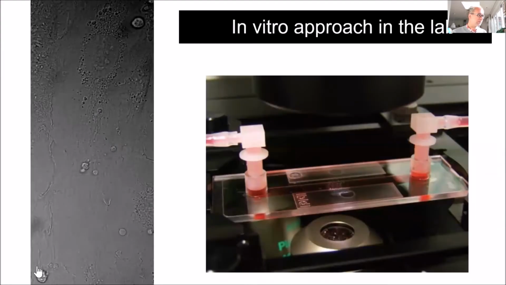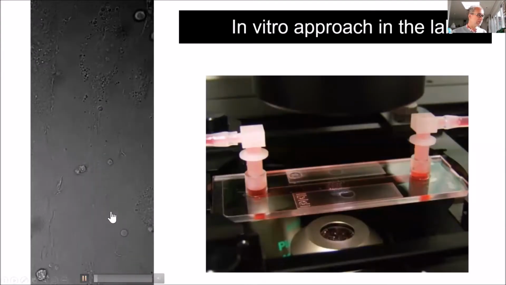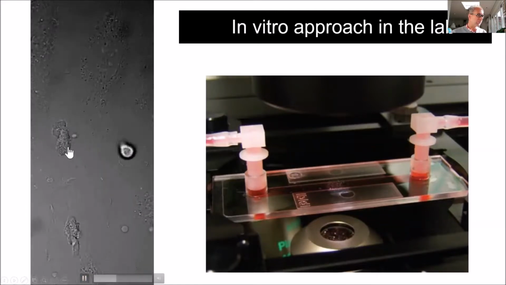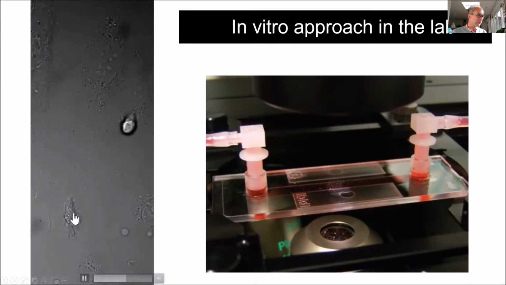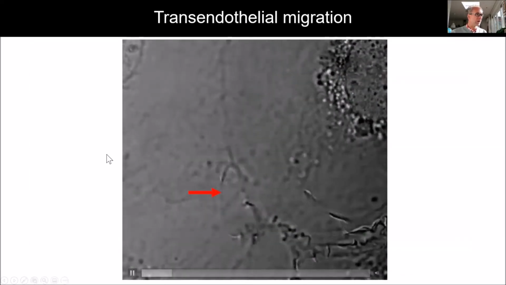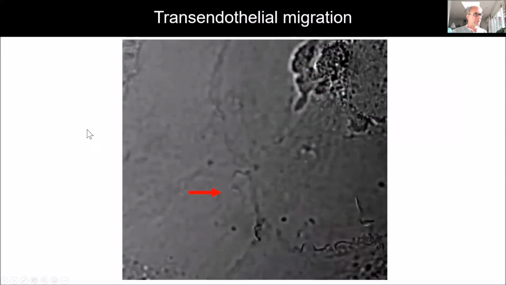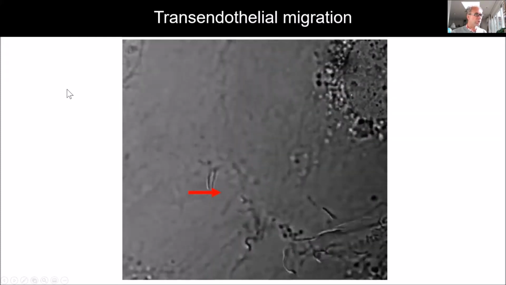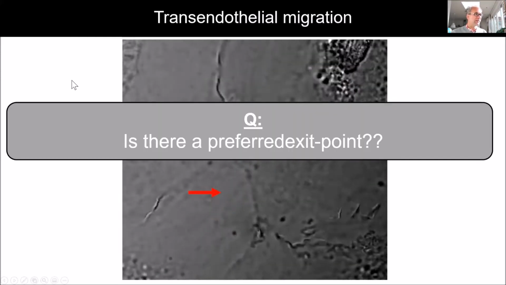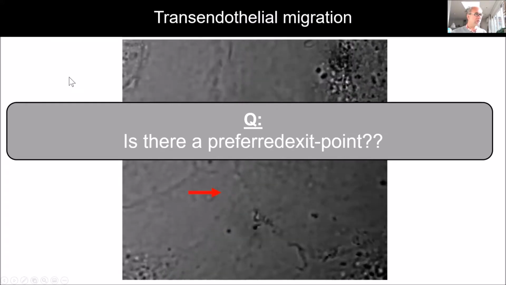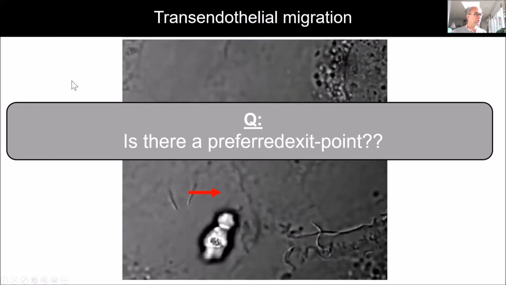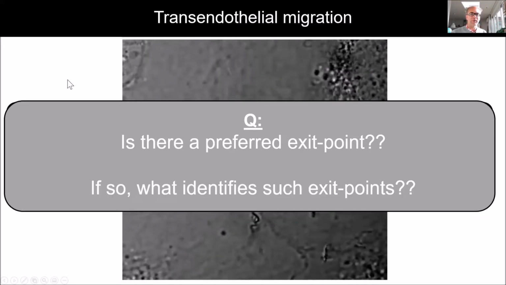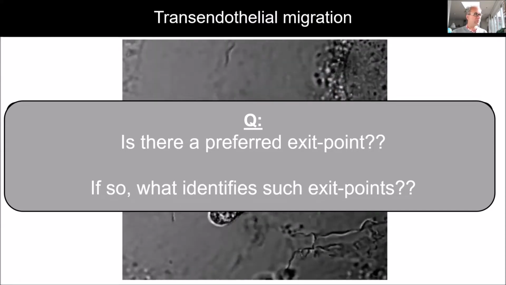We have an endothelial cell monolayer, and we'll see here leukocytes crawling over and crossing the endothelial barrier. You can see that the focal plane changes to a more dim phenotype, and then the leukocyte is underneath. Now, when we looked at many of these events, it turned to our attention that these leukocytes were almost searching for a perfect exit site. And that actually made us wonder, is there actually a preferred exit point for the leukocytes to cross the endothelial monolayer? And if so, what would identify such endothelial exit points?